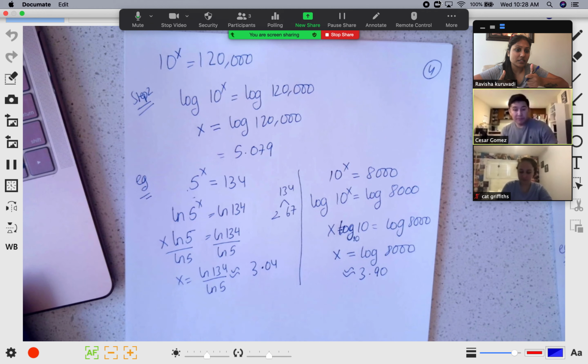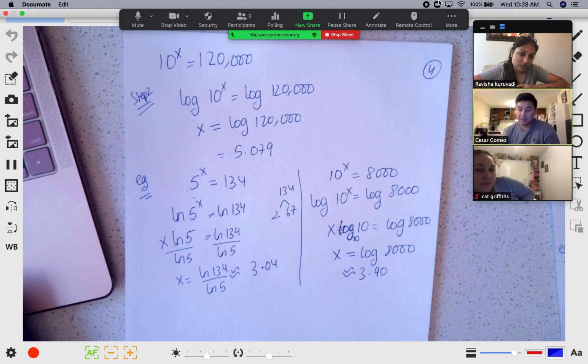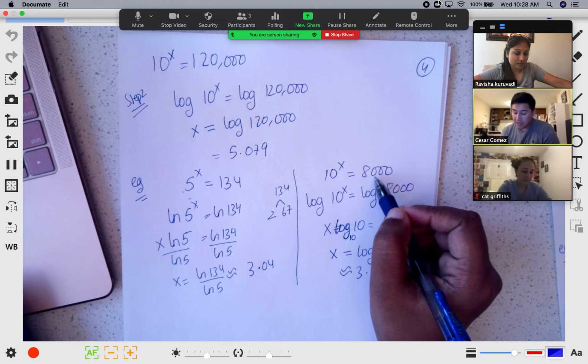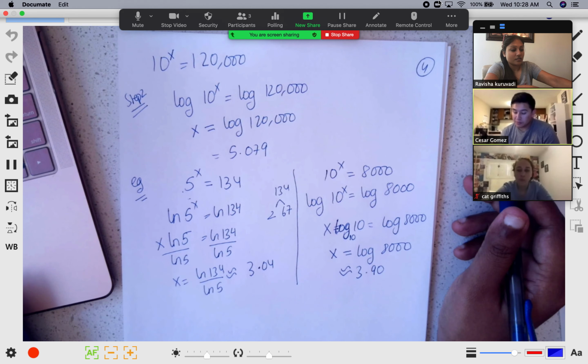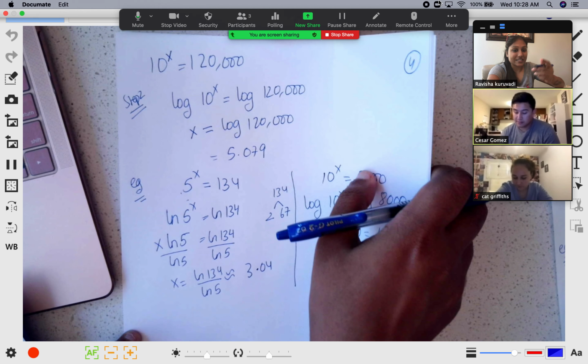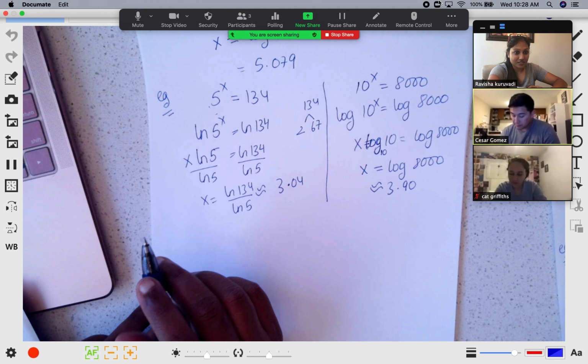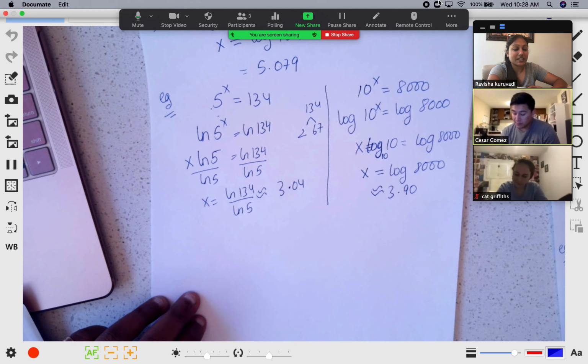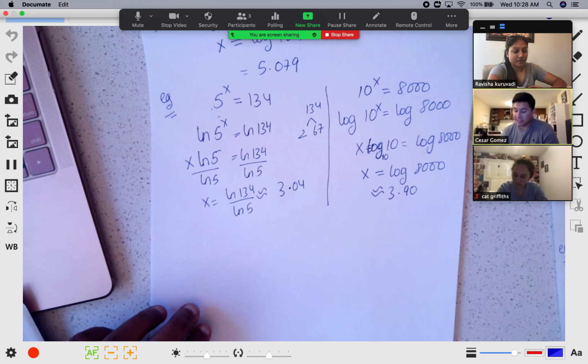Are you getting it, Kat? Quick question. Yeah. Say that was 100 to the power of x. Okay. So would that be 2? So would that make the left side 2x equals log 8,000? Yes, exactly. And then you would have to divide by 2 after. So would you divide log 8,000 by 2? Yes. Or would you divide 3.903 by 2? No, log 8,000 divided by 2. Got it. Okay.